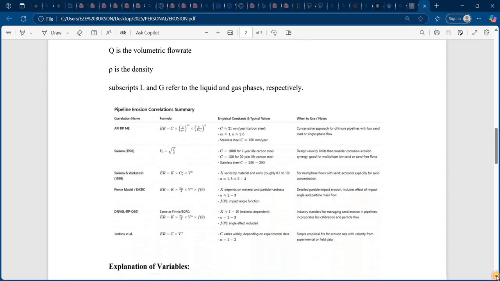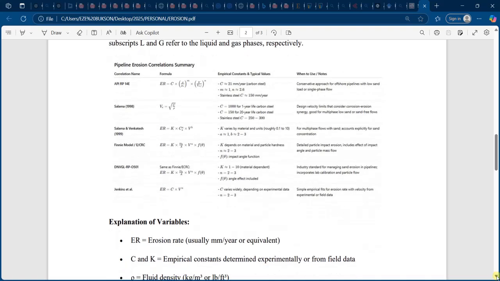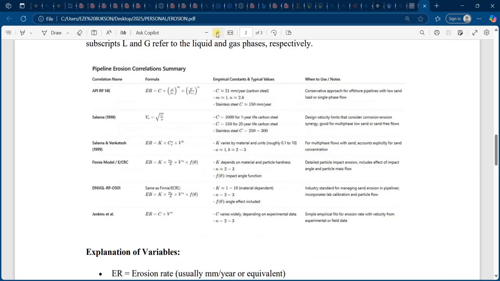So for the modeling of erosion, we have different correlations that can actually be used to model erosion, and some of them are highlighted in this table. So I would ask you to pause the video and take a proper look at each of these correlations. Some of them include the API recommended practice 14E, right?